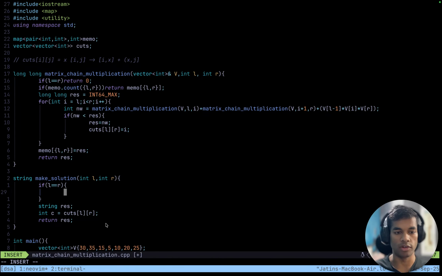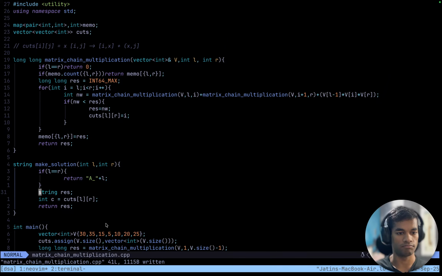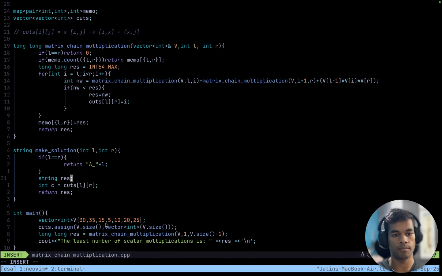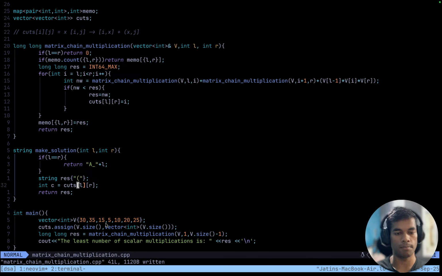If L equals R, we are at a singular matrix. So our string or return A subscript plus L. And this will return us a singular thing. And then if that is not the case, then our result would be somewhat like a left bracket. Yeah, initially it is just a left bracket.